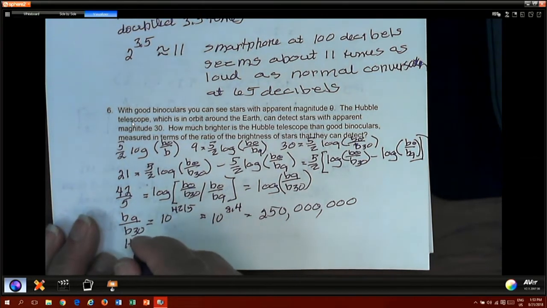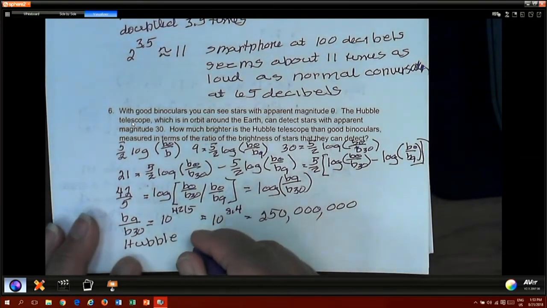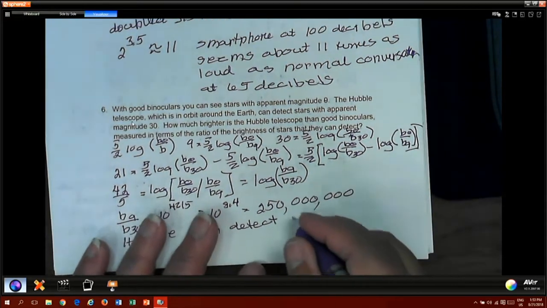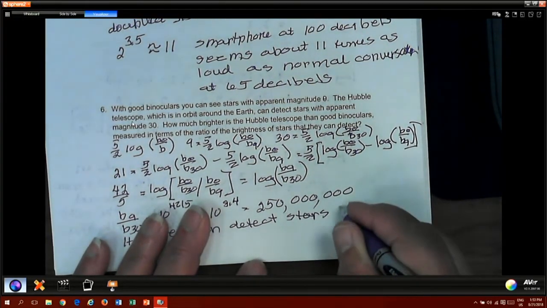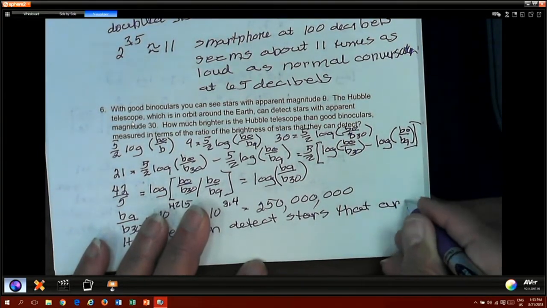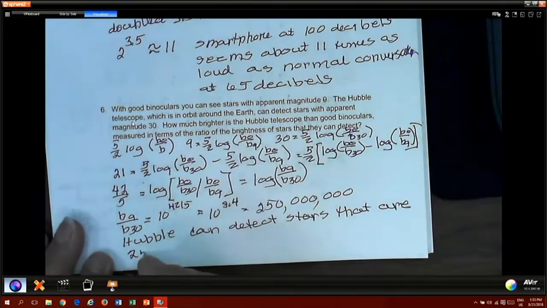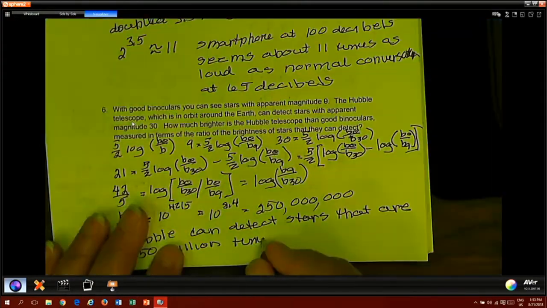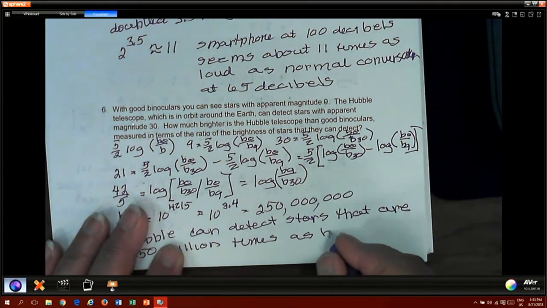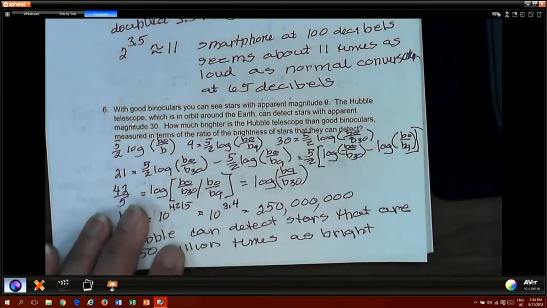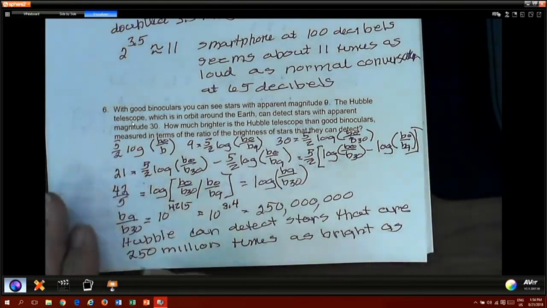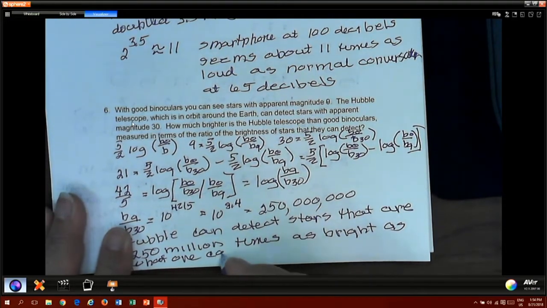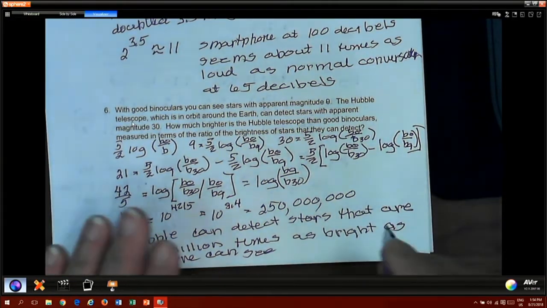So Hubble can detect stars that are 250 million times as bright as what one can see with good binoculars.